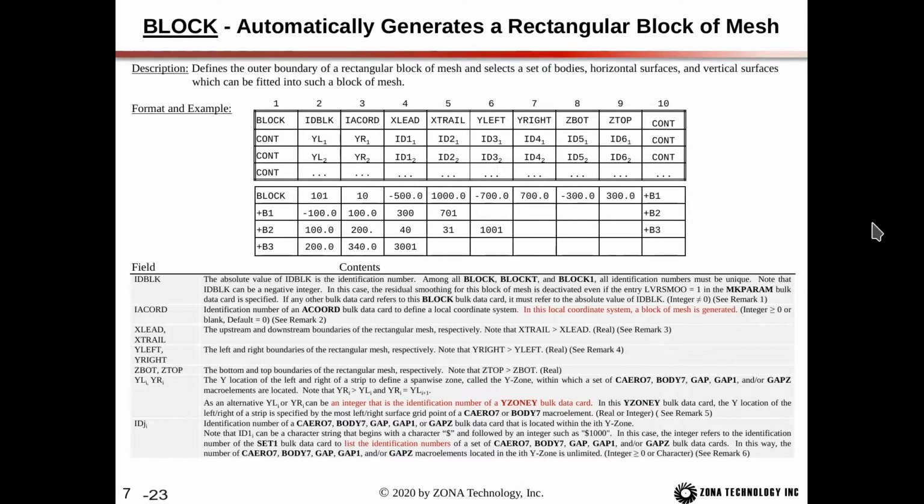Next we have the block card, which generates the rectangular block of mesh. So this defines the outer boundary of the rectangular block of mesh and selects the body's horizontal surfaces and vertical surfaces which are fitted into that single block of mesh. ID block is the identification number of the block. However, the ID block field can either be positive or negative. Now among all the block 7 and block 1, all ID numbers must be unique. And when ID block is negative, then residual smoothing for this block of mesh is deactivated.